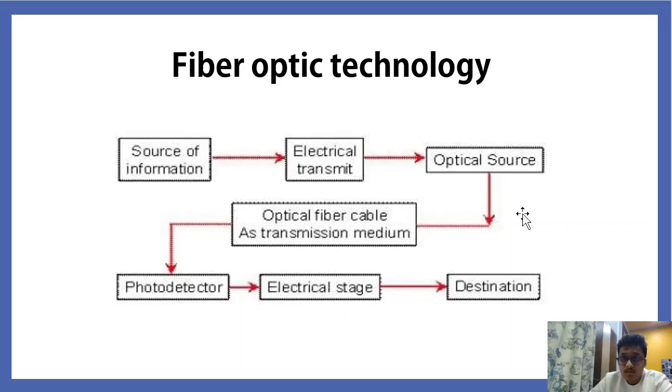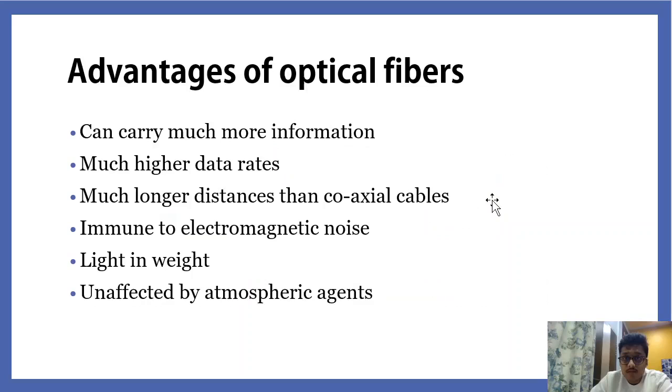So what is the need of optical fiber cable? Why can't we just transmit the signals in the form of electrical signals? The advantage of fiber optic technology is mainly that it can carry much more information at much higher data rates, it is immune to any electromagnetic noise, unaffected by atmospheric agents like moisture, and it is much lighter in weight and more flexible compared to the coaxial wires available.